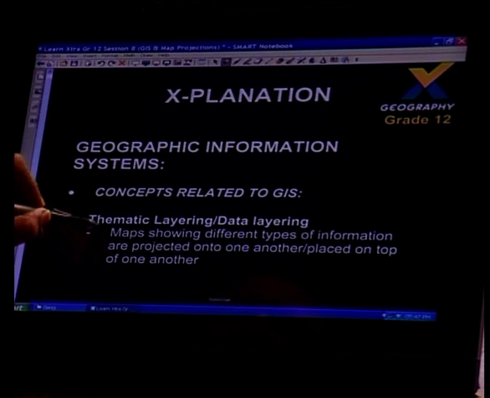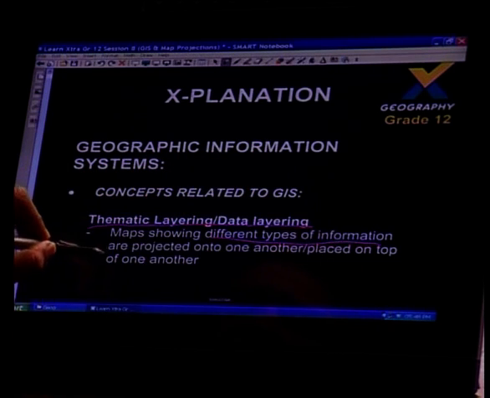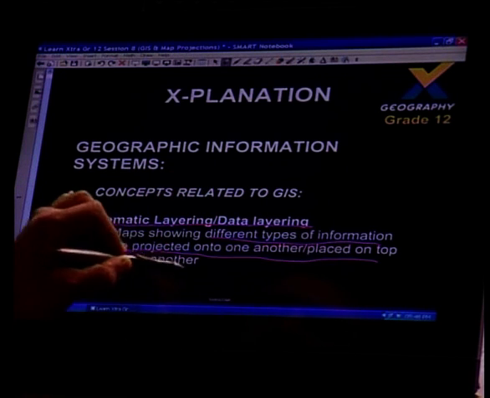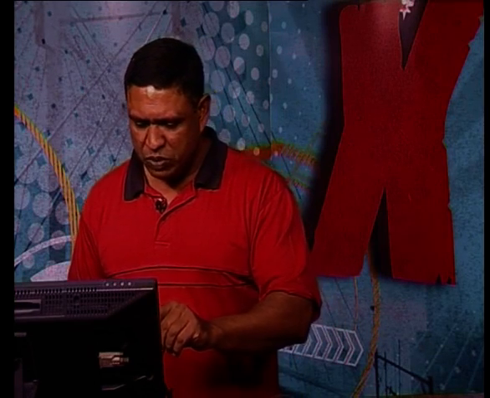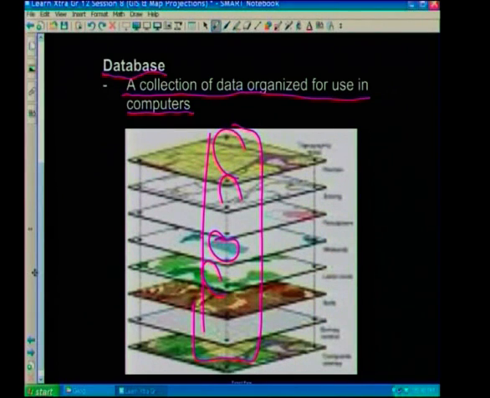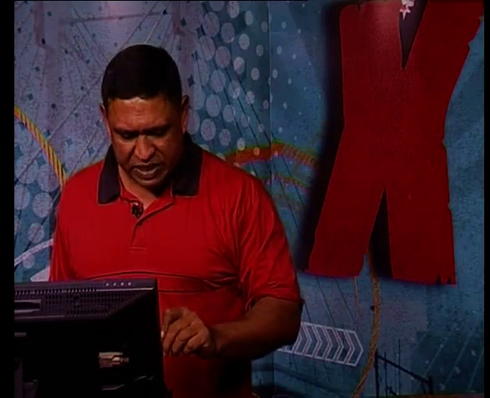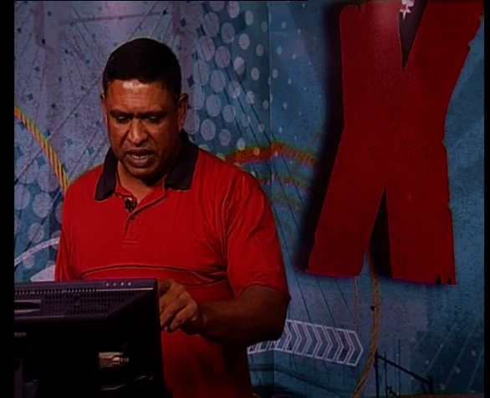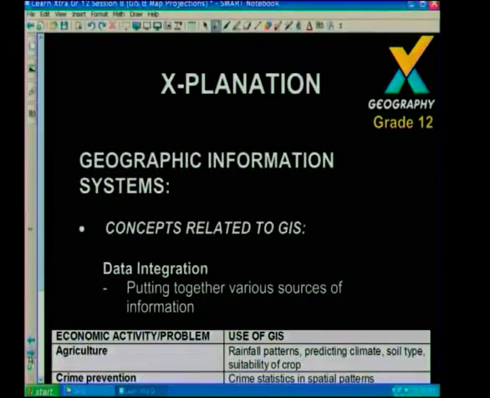Okay? Thematic layering, it shows the different types of information that's projected onto one another and placed on top of one another. All right, that's creating your map. I'm going to go back to this one. There's the different types of information. And then I place them on one another and I create the map, which will have the road networks, railway networks rather, it'll have the rivers, all that information, it'll have topography, all put onto one map itself. Okay, that's thematic layering or data layering itself.